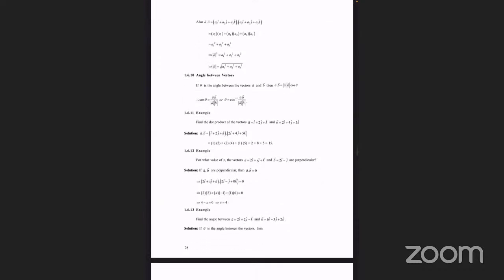So when you do the dot product of this one, I dot I, J dot J, K dot K will become 1. And whatever the other values are there, if you do the simplification, you will get the resultant as a scalar. So we have just seen that the dot product of two vectors is a scalar. So here, when you find the dot product, the resultant value will be a scalar.